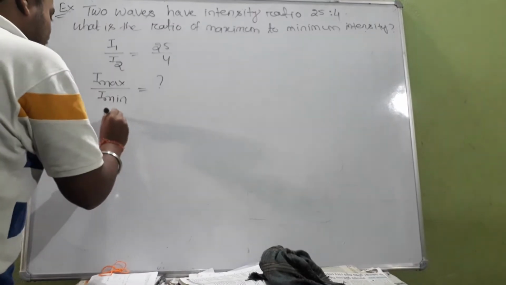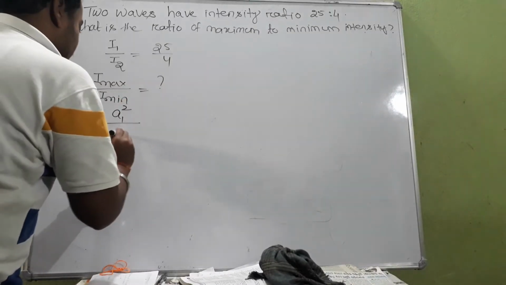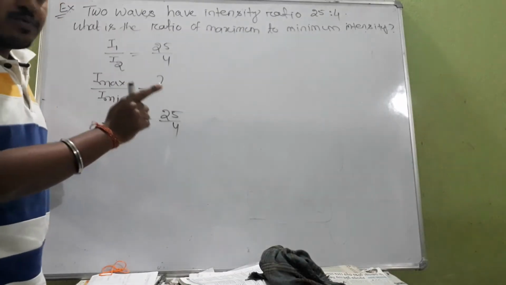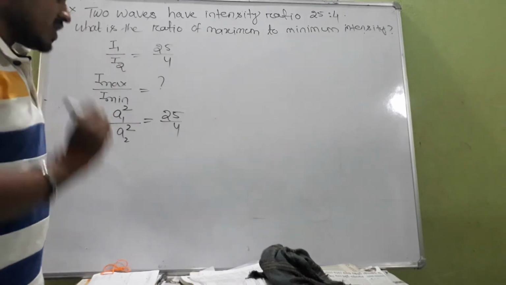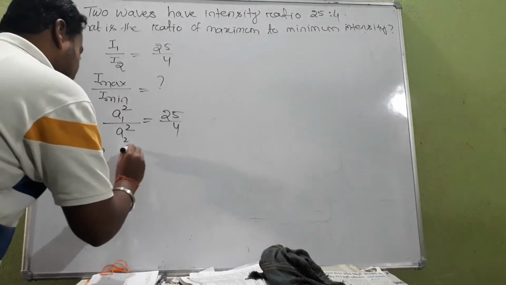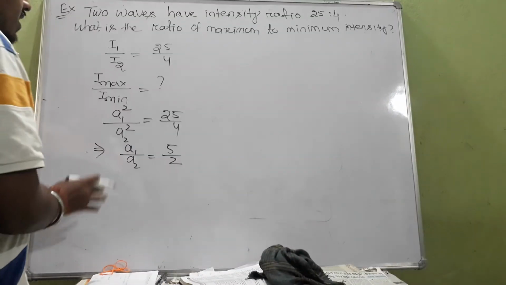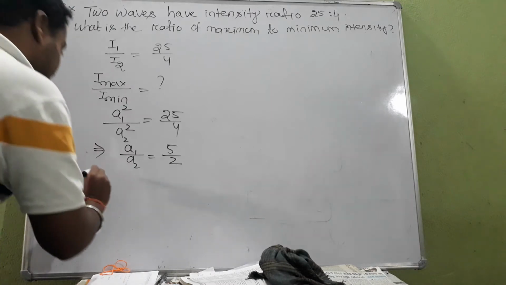So in this place we will write (A1 by A2) square is equal to 25 by 4. A1 is the amplitude of the first wave and A2 is the amplitude of the second wave. So we will get A1 by A2 is equal to 5 divided by 2. Then we will easily find out I max by I min.